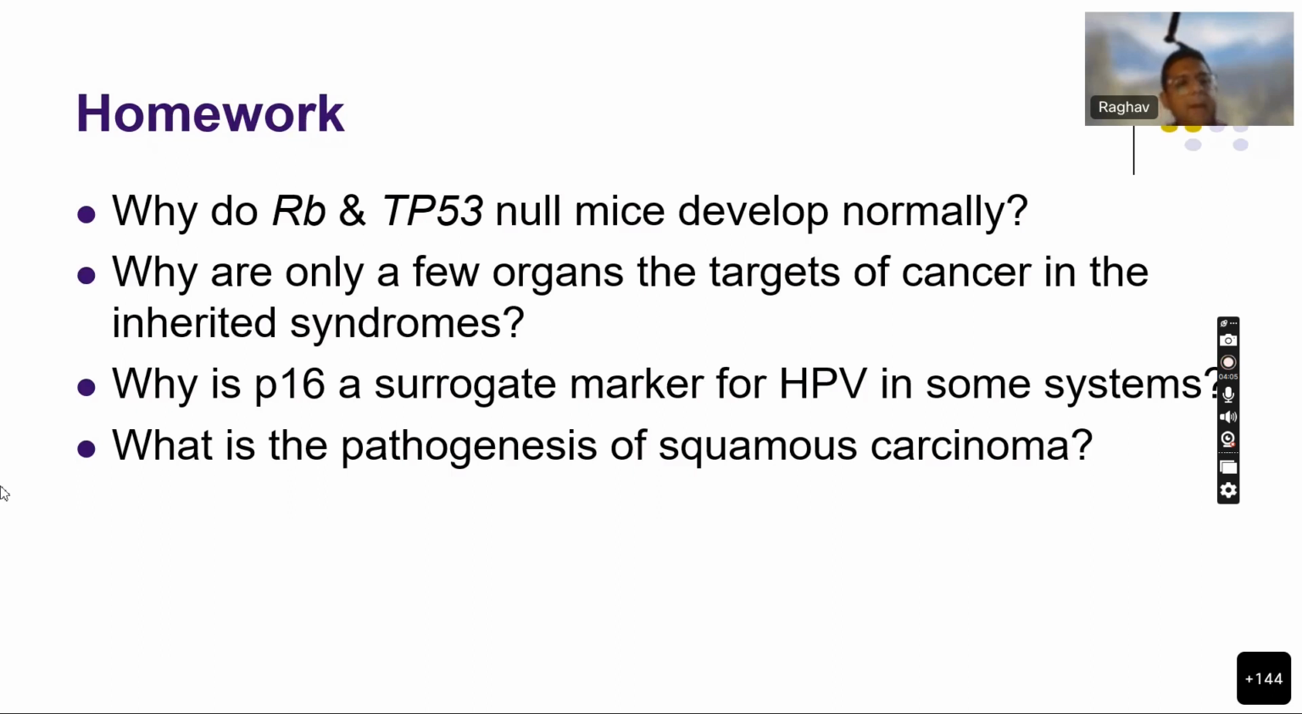All right. Did you notice, Raghav, that I said that the mice develop normally? What do we mean by develop normally? We're not normally here talking about tumors, right? We talk about retinoblastoma gene and TP53 as tumor suppressors. But what are they actually doing, Raghav? They're regulating the cell cycle. Exactly. So they are regulating the cell cycle.